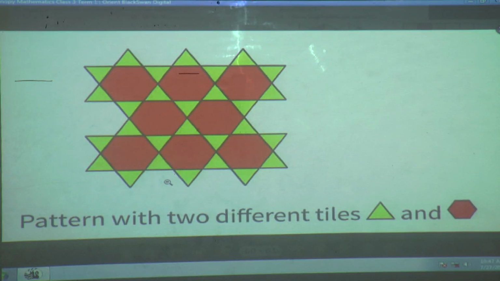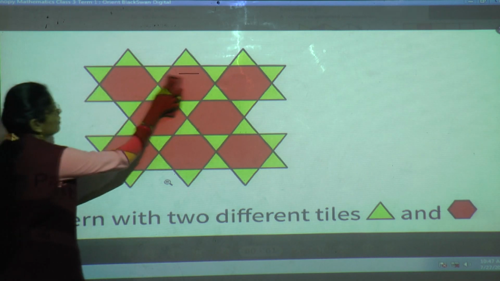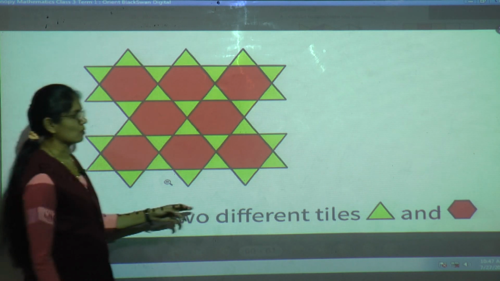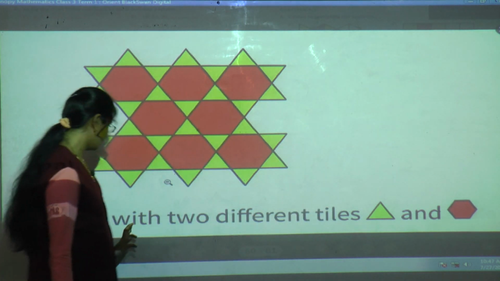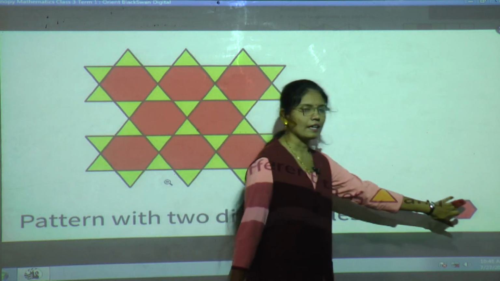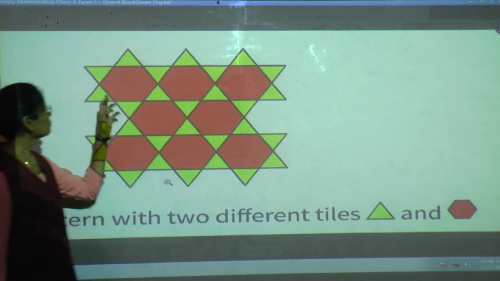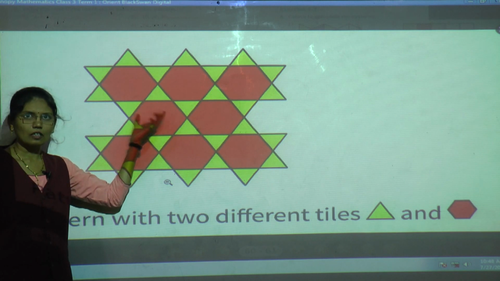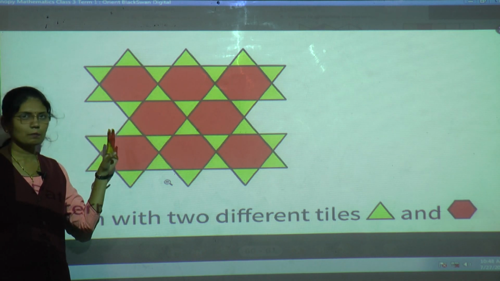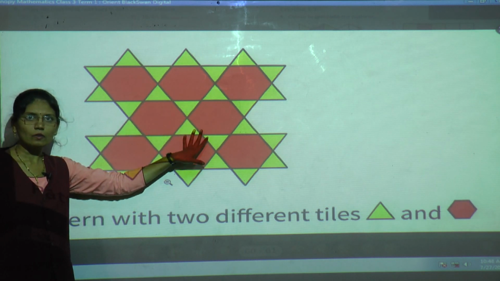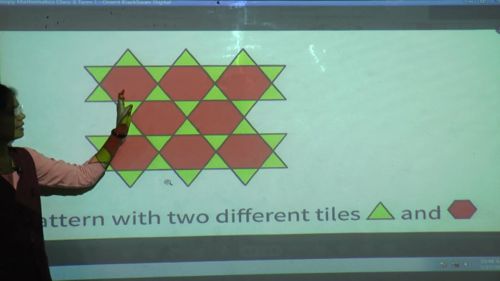Now if you will see this tiling, here two shapes are there. Which two shapes are there? Yes, one is triangle and another is hexagon. See here the pattern with two different tiles, that is triangle and hexagon. Now see here, all the hexagon and triangle, all are fitted with each other without leaving gap. This is very important. There should not be gap. We should not keep distance, or we should not leave gap in between two shapes. Then only we will get the tiling.